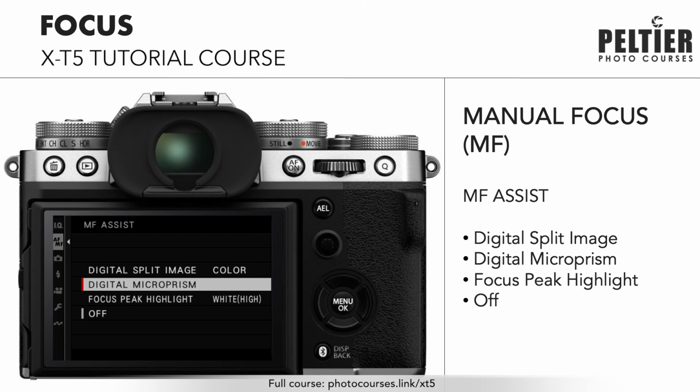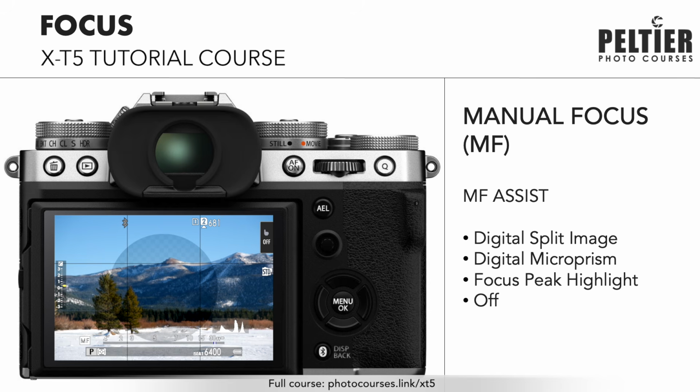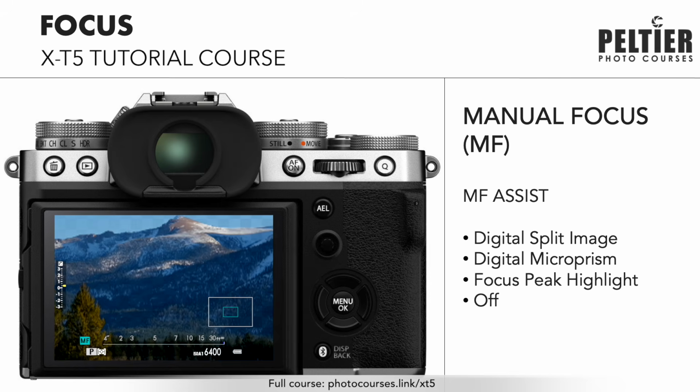The digital microprism is like digital split image, but on a much smaller scale. So you're going to see this digital prism, and when the image is out of focus, all of those squares are going to be misaligned and very obvious. As you bring the image back into focus, those squares will line up and just sort of disappear. This one's a little bit harder to use, but certainly has an application in certain scenes.